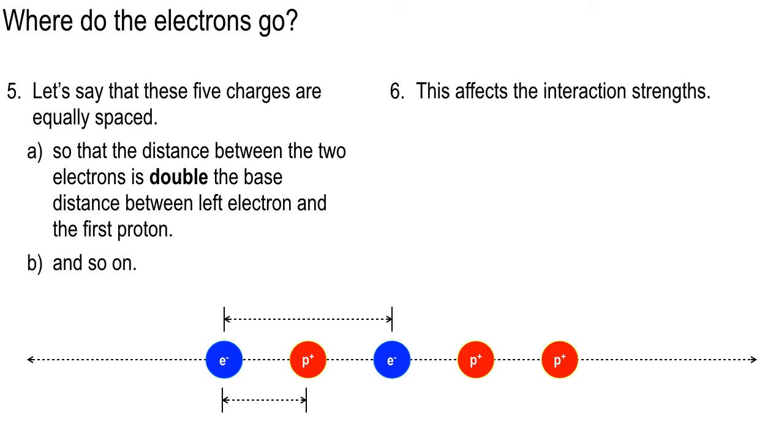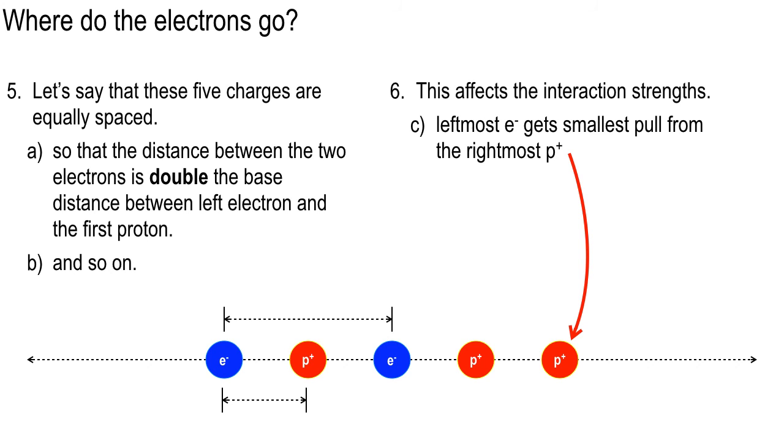So the leftmost electron gets the smallest pull from the rightmost proton. All right, so this guy over here, our target particle, is being attracted to that red proton at the end. But it's not very strong. It's getting a little bit of pull, but it's 4 times as far away as the nearest neighbor. So the nearest neighbor is dominating. But it's still contributing, so you have to add that in.